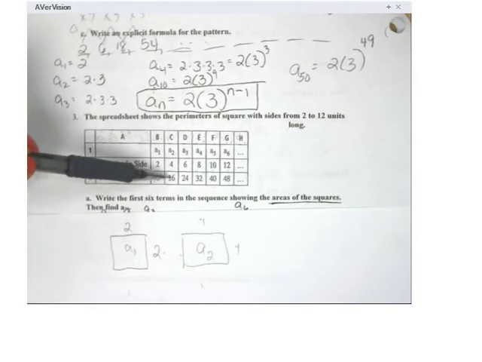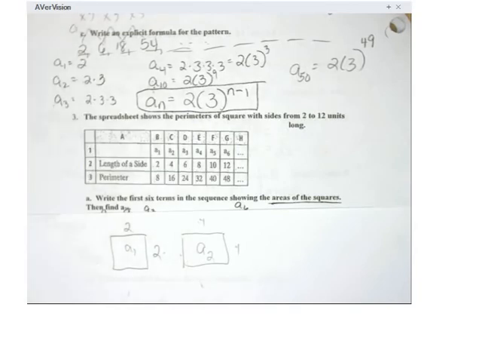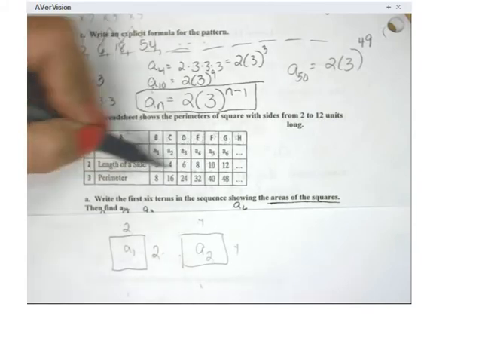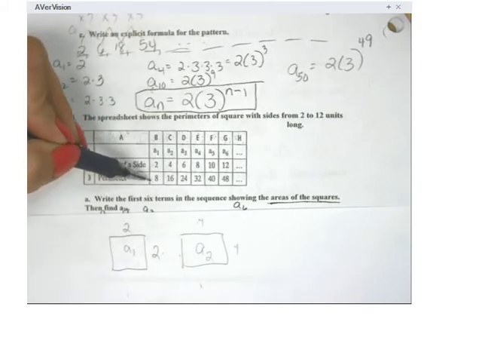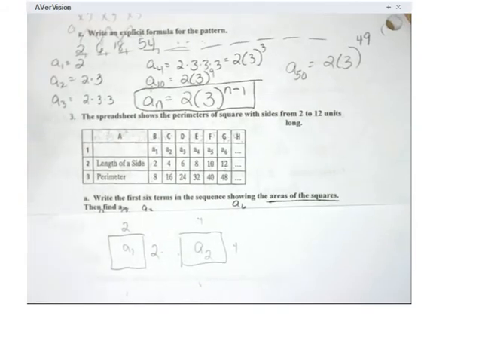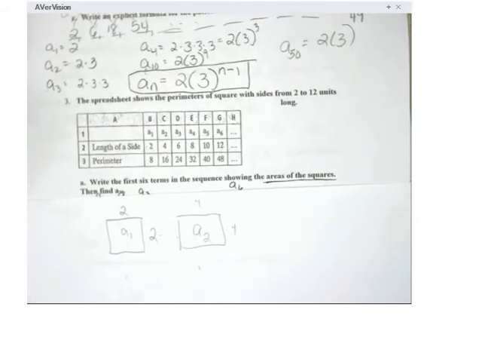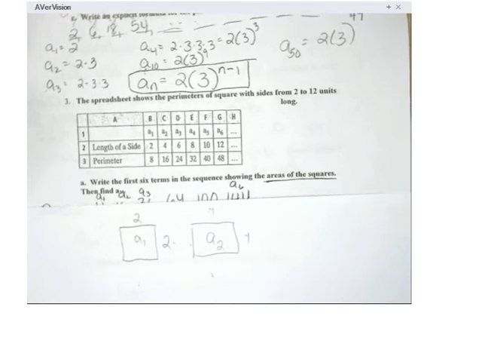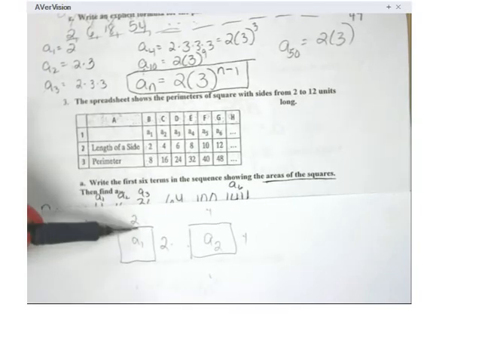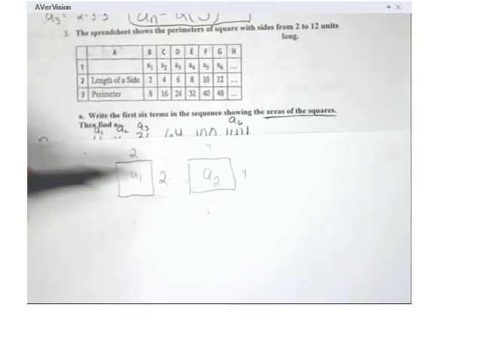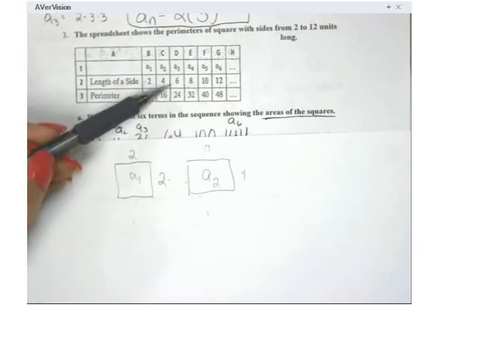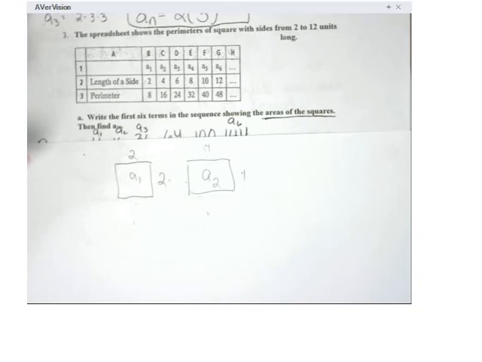So we have a little spreadsheet that's showing us what the perimeter would be. And these make sense because if a length of a side for a square is each of these values, then the perimeter would be 4 times that for each of these. And so now it asks us, find the first 6 terms of the sequence showing the areas of the squares. Well, if we're going to have the areas of the squares, we know that area of a square is the length times the width. So we can see that the first area should be 4. The second area should be 16. The next area should be a 6 by 6 square, so it should be 36, etc.